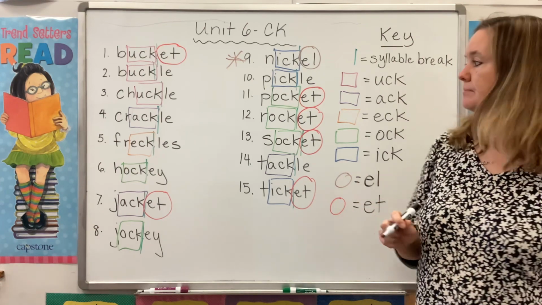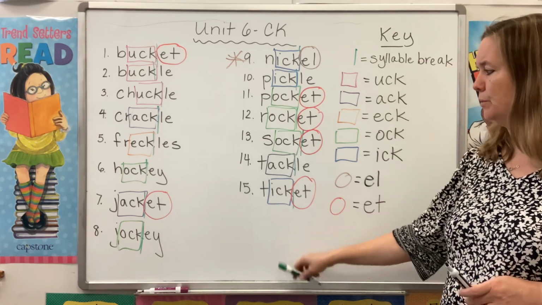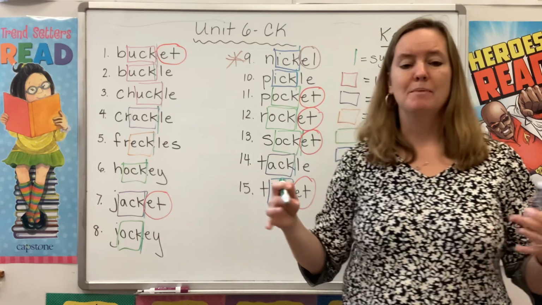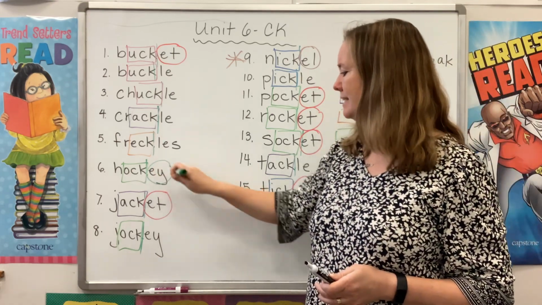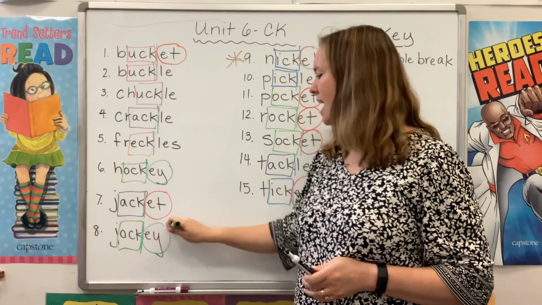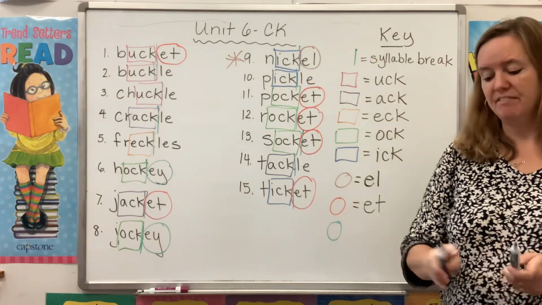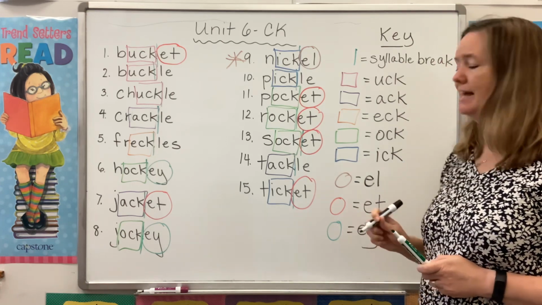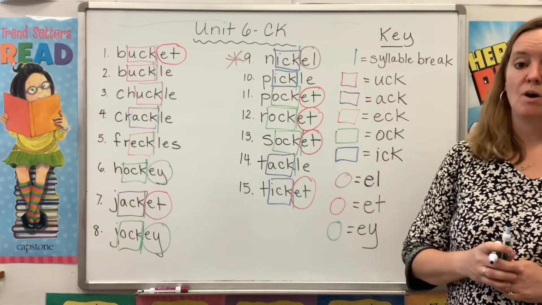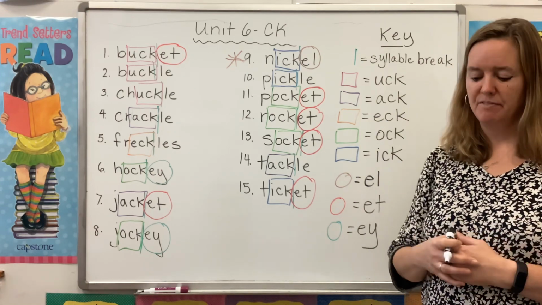Okay? And then, this isn't new. You've already seen this in the word money a couple weeks ago, but in hockey and jockey, instead of Y by itself, we have an EY ending. All right, so those are the tricky parts of this spelling.